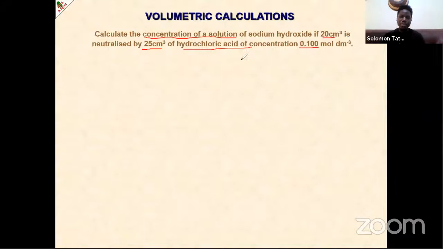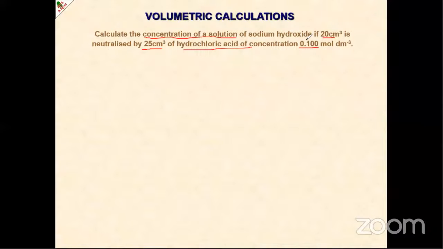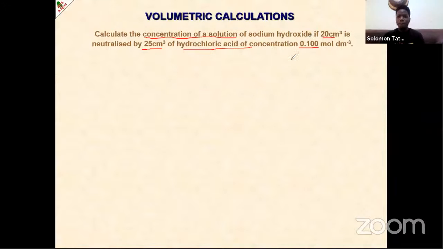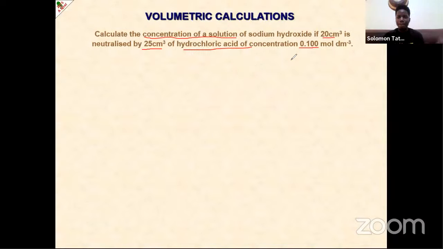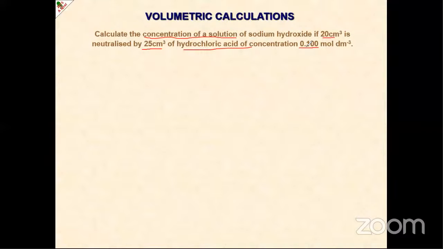Okay. So it's important to write the equation because we're going to need the mole ratio. Faith, do you have a question? Not really. I just wanted to talk about the question. We shall first get the moles of HCl, and then we write the equation between sodium hydroxide and hydrochloric acid. We compare mole ratios, and then it will lead us to the moles of sodium hydroxide.